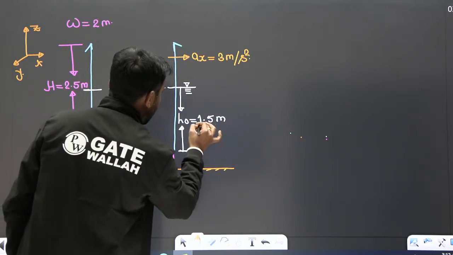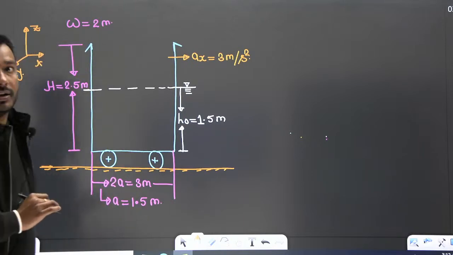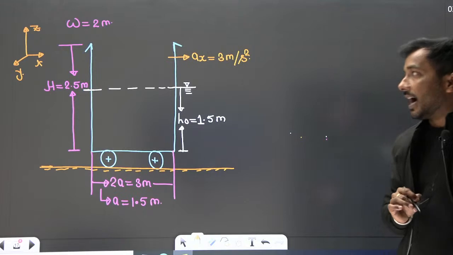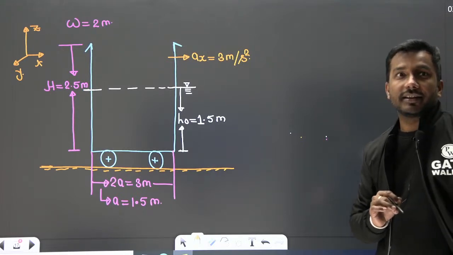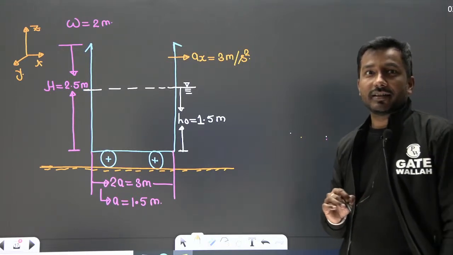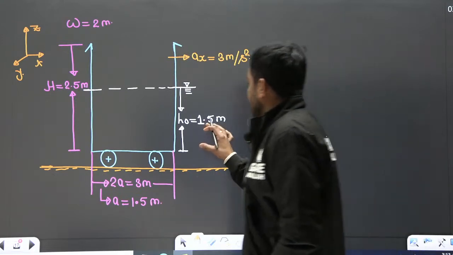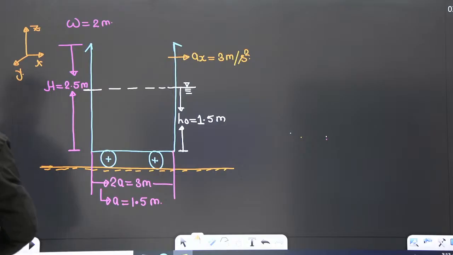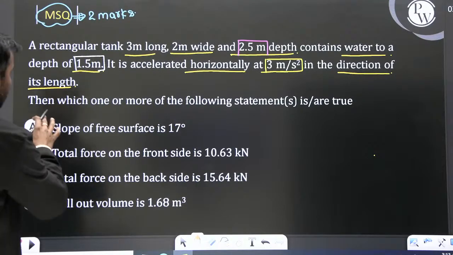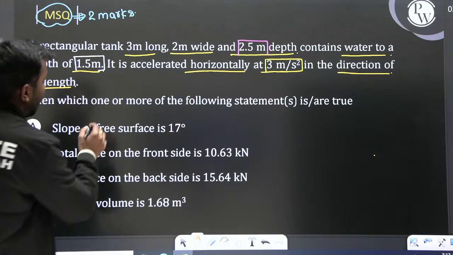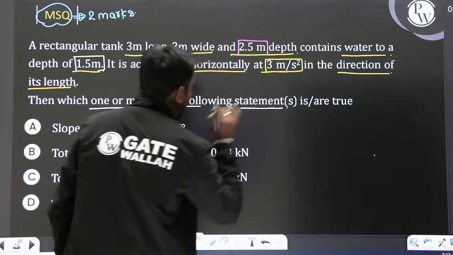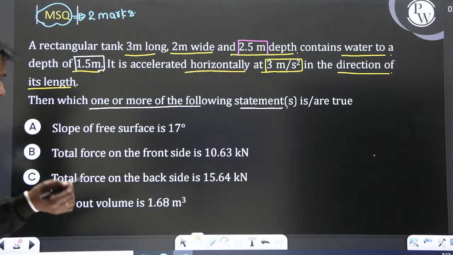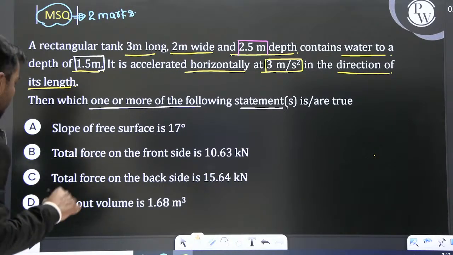This height should be 1.5 meter. H0 is 1.5 meter. Okay, Prakash, I think A is correct. Clear? Okay, good. So this is H0 and H0 is 1.5 meter. Then what will happen? Then which one or more of the following statements is going to be correct? Slope of the free surface, total force on the bottom side.